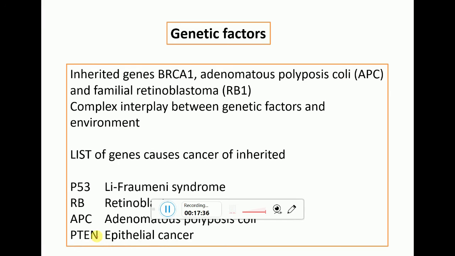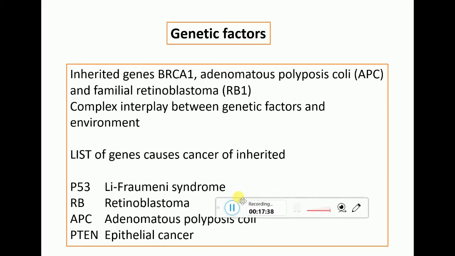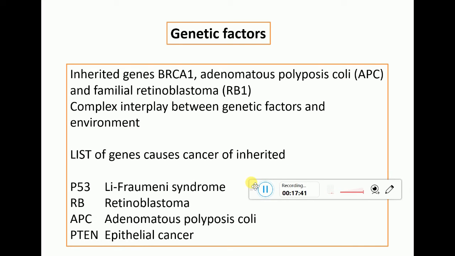Moving further, what are the genetic factors which can be linked to the development of cancer, or which genes are responsible for the development of cancer? We already know that a lot of research has been done on the genetic factors which can cause cancer. The most common example is the BRCA1 gene. It is a gene which is linked to the development of breast cancer. Another gene is adenomatous polyposis coli, or APC, and familial retinoblastoma. Retinoblastoma is the cancer of the eye.